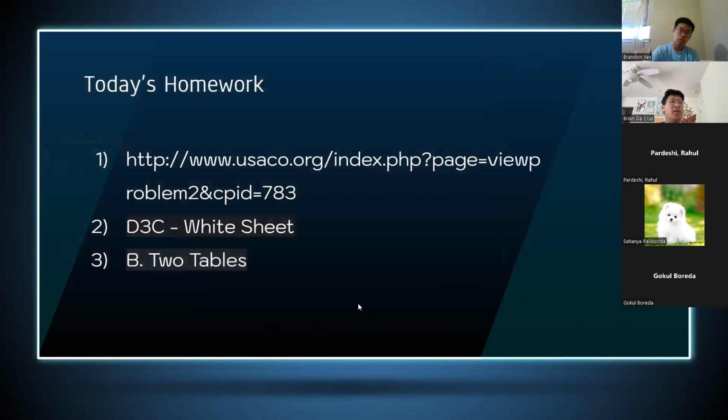And finally, we'll go over today's homework. Basically, there are going to be 3 problems over here, all related to rectangular geometry, if you want to challenge yourselves and try it out. But we'll be going over this tomorrow.